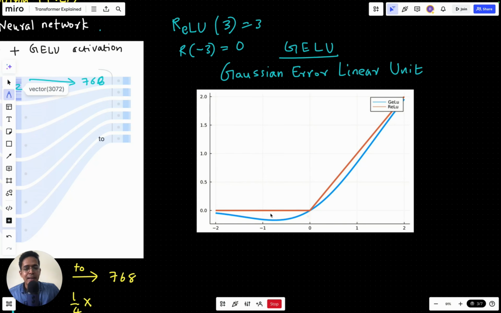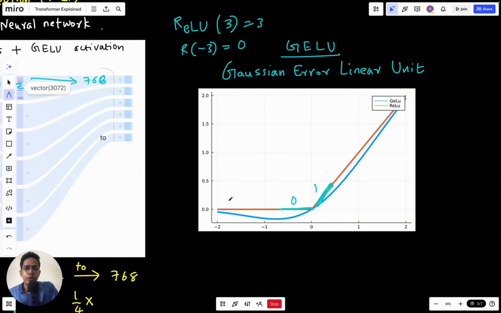GELU is slightly different. The shape of GELU is very similar to ReLU. The only difference is it's much smoother. So here the derivative of ReLU at this point is discontinuous, right? The derivative from the left side is 0. The derivative from the right side is 1. But on the other hand, GELU has a smooth derivative, so that is very good in terms of doing backpropagation. But let's not go into the details of that.